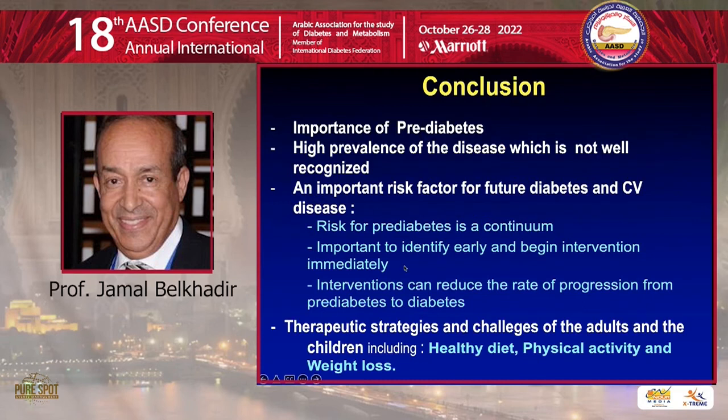In conclusion, I want to underline the importance of the diagnosis of prediabetes, the high prevalence of the disease, which is not well recognized. It's an important risk for future diabetes and cardiovascular disease. The risk of prediabetes is a continuum. It is important to identify early and begin intervention immediately. Interventions can reduce the rate of progression from prediabetes to diabetes, and therapeutic strategies and challenges for adults and children should include healthy diet, physical activity, and weight loss.